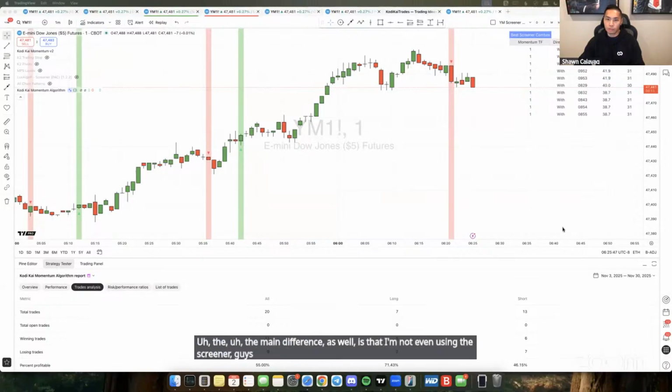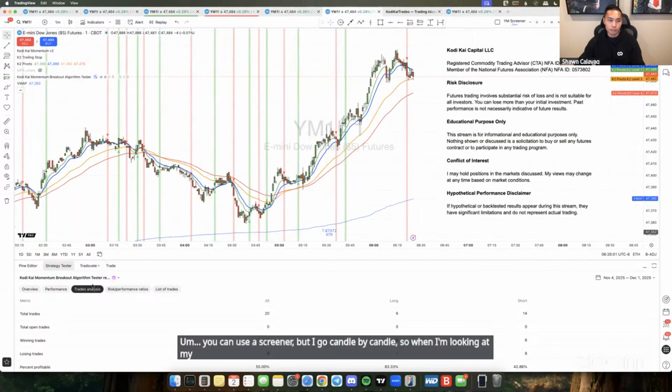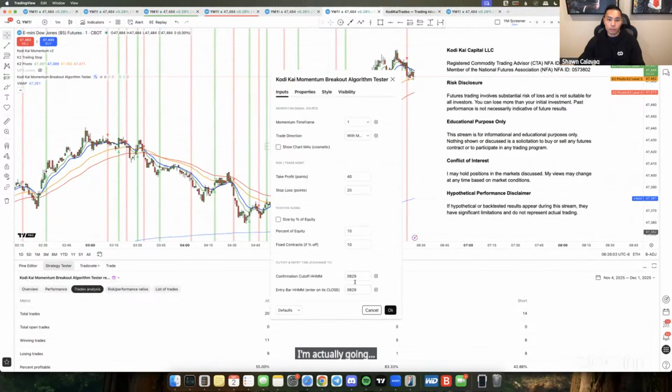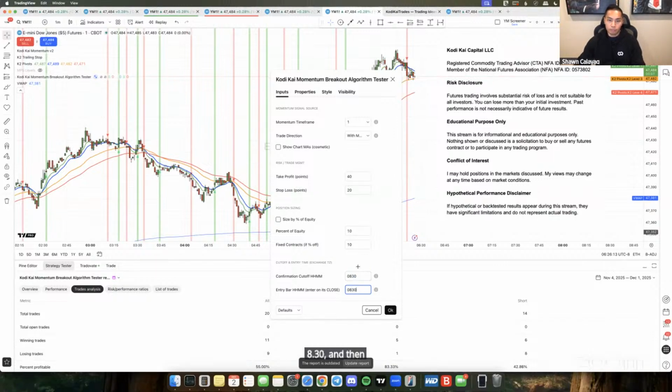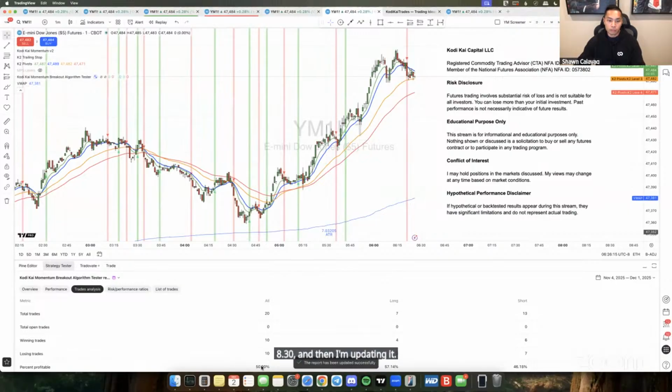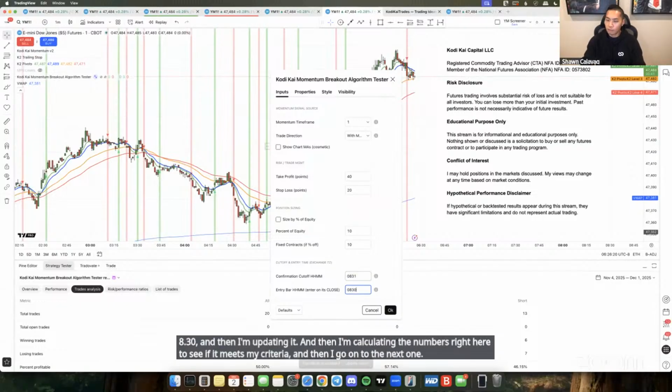If you guys are using the screener to identify trades, it's not a bad thing to use. If you just want a quick view of what's available, you can use a screener, but I go candle by candle. So when I'm looking at my list of trades, I'm going right here, candle to candle from 829 to 830 to 831. I'm pretty much just going candle by candle, hitting 830, and then I'm updating it. Then I'm calculating the numbers right here to see if it meets my criteria, and then I go on to the next one.